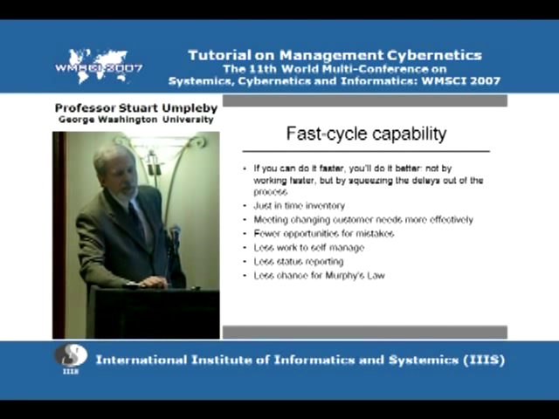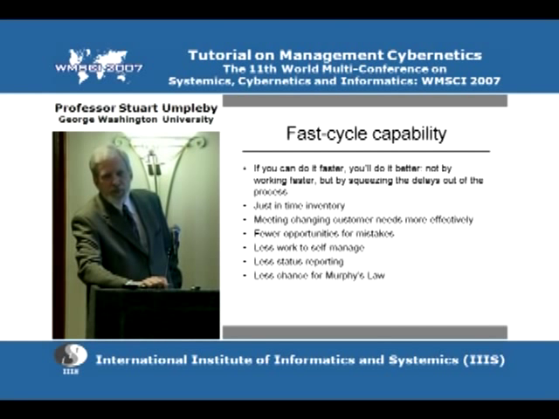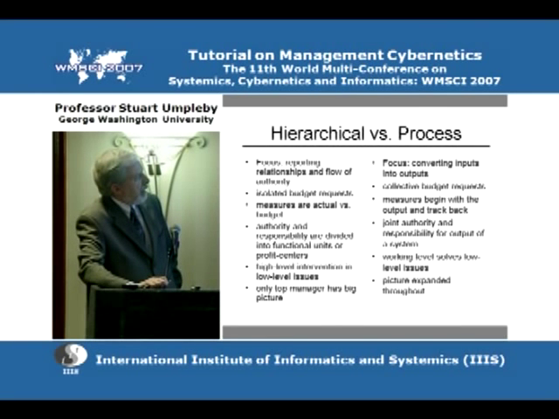I think this one is very important, at least it has been in my life, that the shift to email from telephones means people don't interrupt me so much and I can answer queries at my own pace. You end up with less status reporting and less chance for Murphy's Law. So that's, once again, the focus on the process.